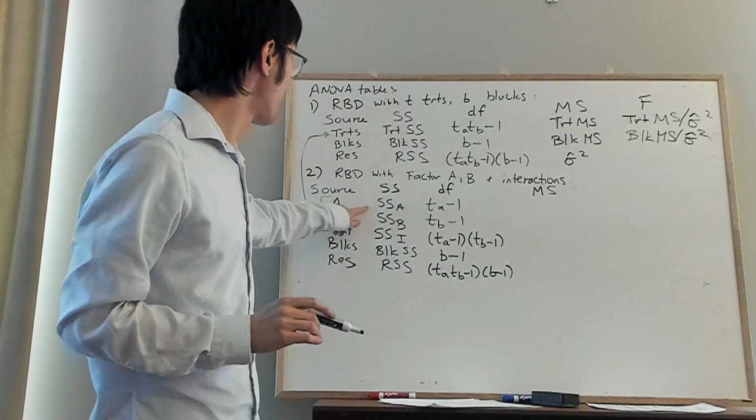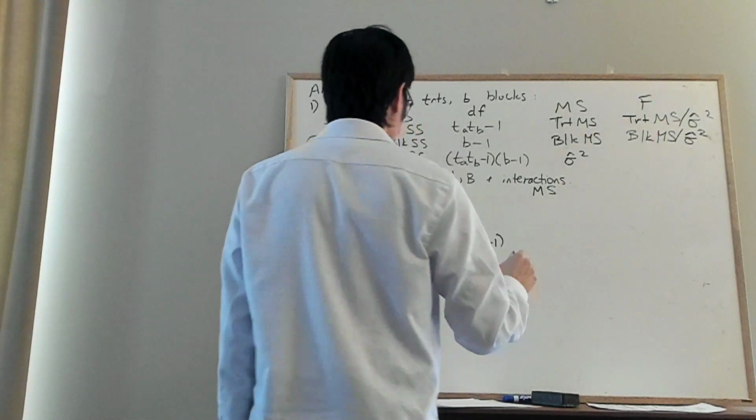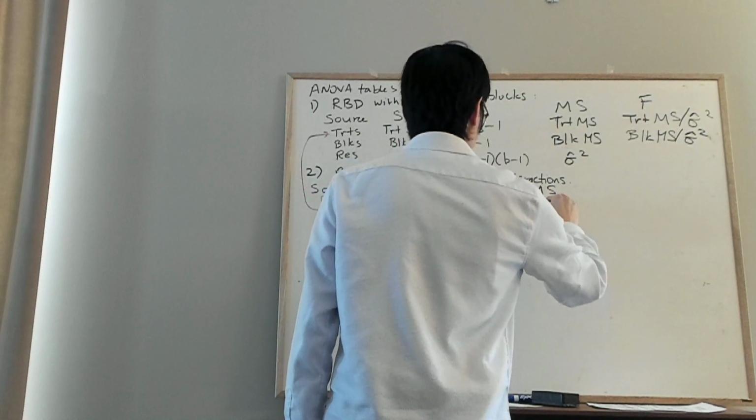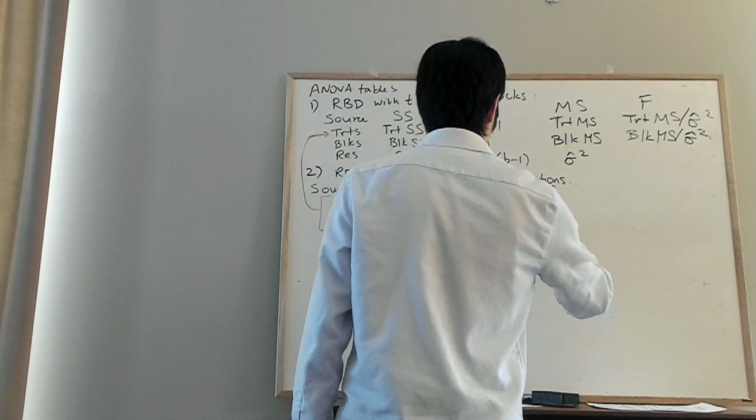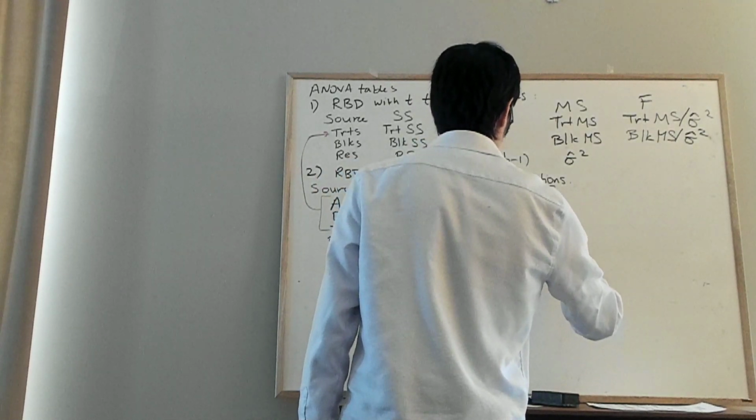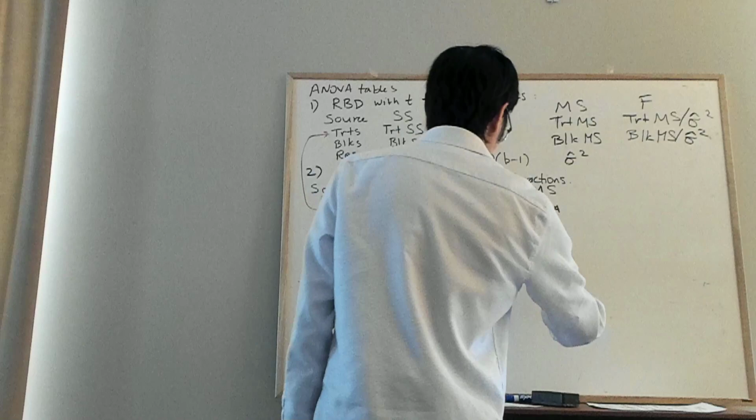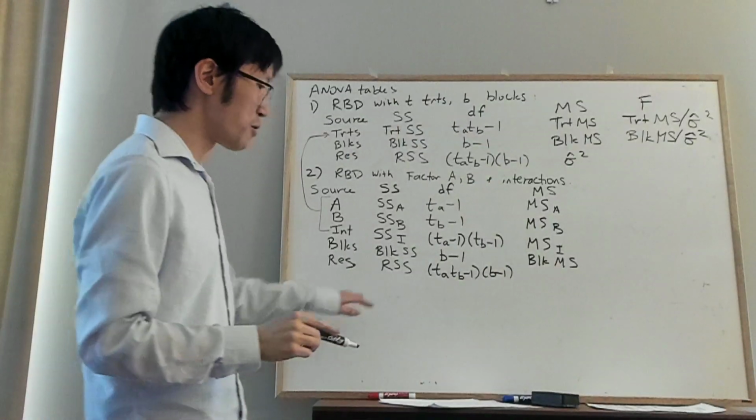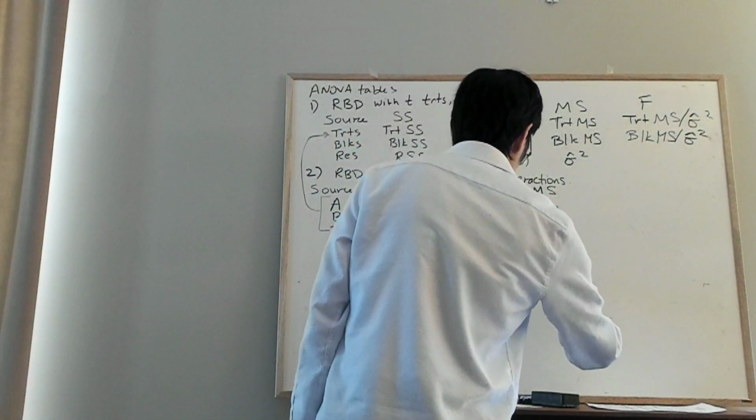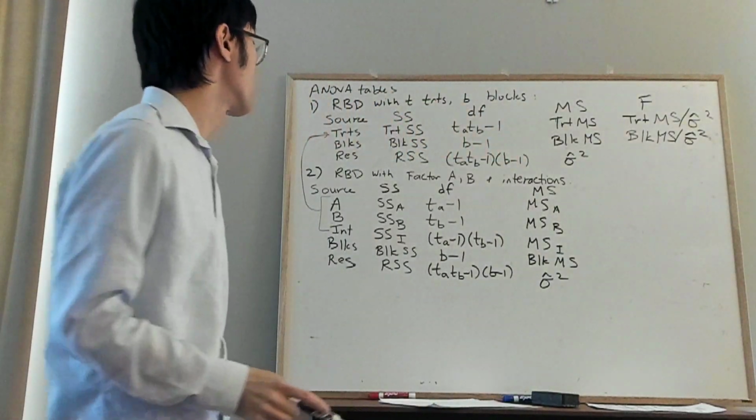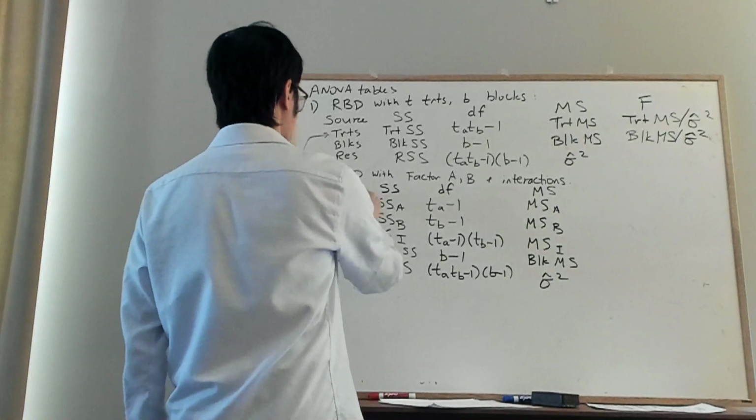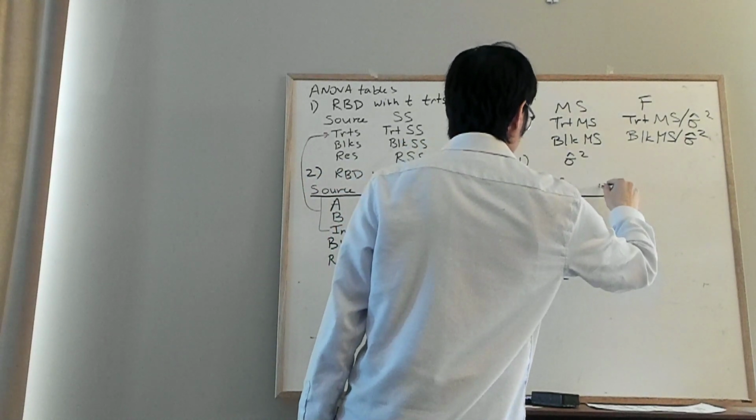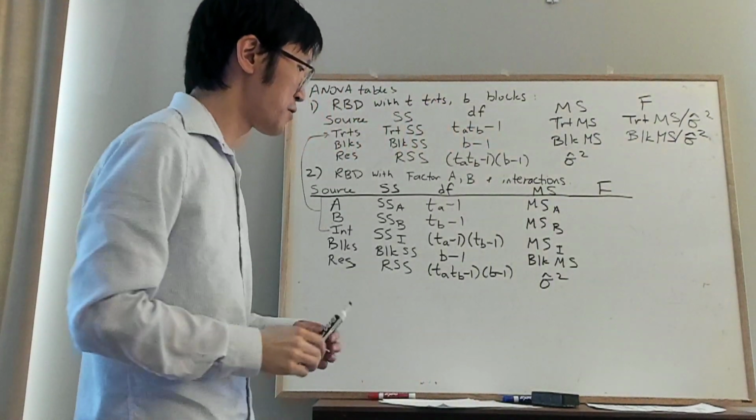Okay, mean square: let's divide the sum of squares by degrees of freedom. So that would be the mean square for effect of A, mean square for B, mean square interaction. Then we have a block mean square, and then finally for residuals, as usual, let's write it as sigma squared hat. Okay, so those are the key statistics in our ANOVA table, and from there we can now calculate our F statistic.